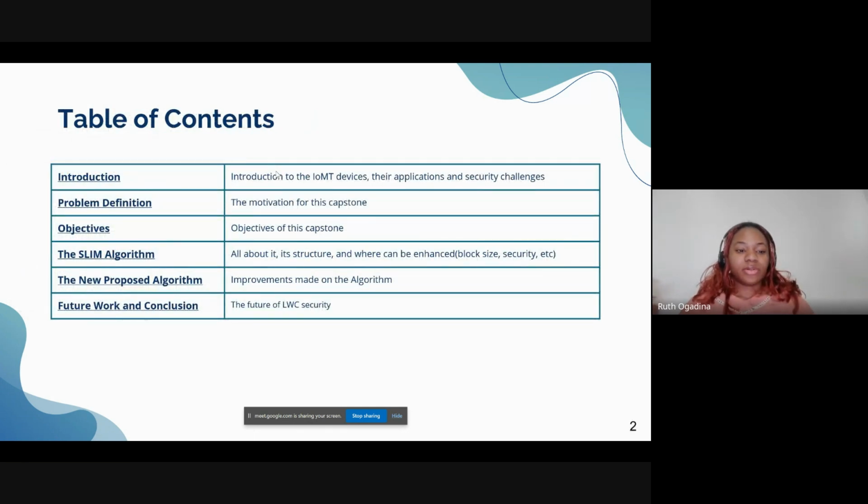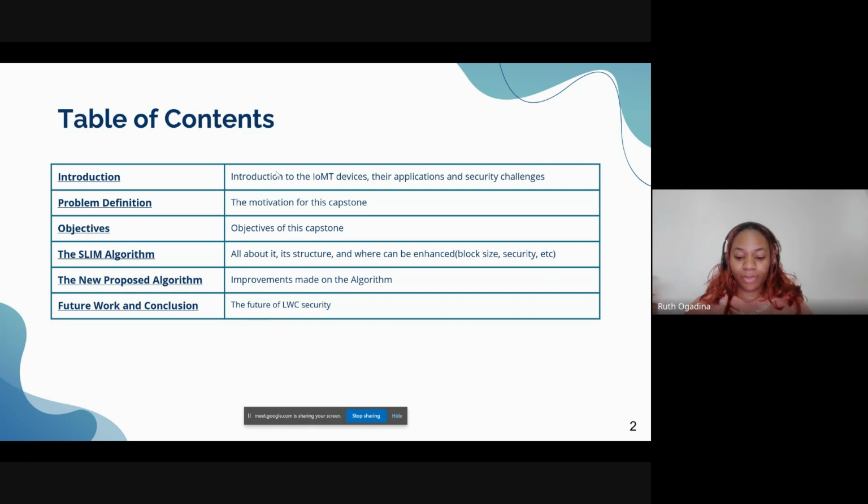And this is a brief overview of what I'm going to be looking at today. I'm going to start with the introduction to IoMT devices, lightweight cryptography algorithms, and tell you a little bit about the problem and the motivations for this particular project. I would also talk to you about my objectives, what I have achieved and hope to achieve by the end of the project, and introduce you to the SLIM algorithm and tell you about some of the enhancements I have made.